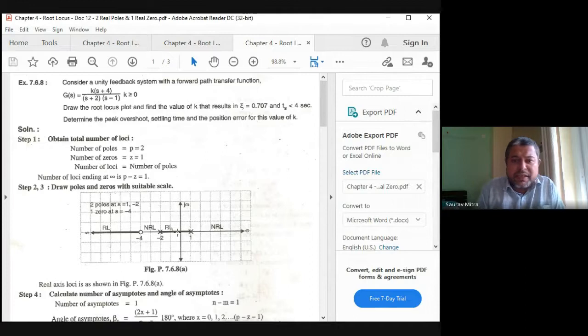You have to see. Check the right side. There is only one pole here. So 1 is the odd number. That means 0 to -2 will be a whole part of root locus.